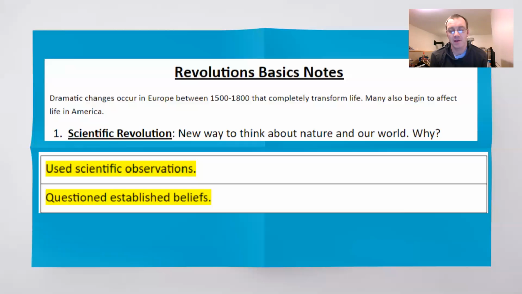Why? Well, for 2 main reasons. Number one, they begin using scientific observations with the new tools that they have at hand. And secondly, they're willing to question the established beliefs. One of your assignments is going to focus on Aristotle. Aristotle was a Greek philosopher. He was a thinker, and he had a lot of ideas about science. And while some of his ideas are right, some of them are totally false too.